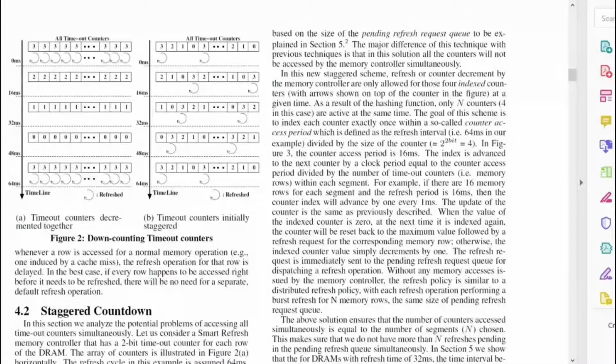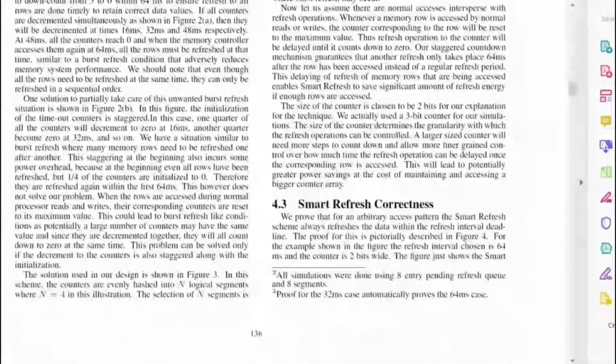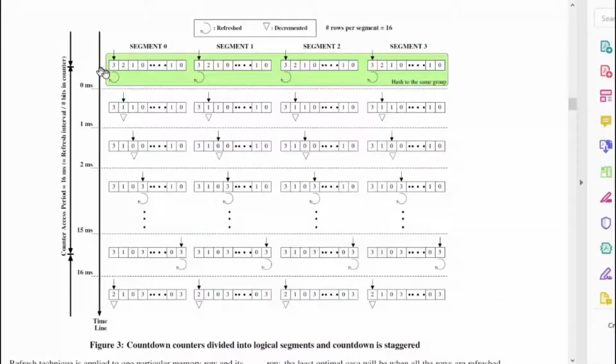So what they did, they propose a technique like this. All these counters are divided into multiple segments, and at a time only one counter from each segment can be decremented or refreshed. So this is the initial stage, and after 1 millisecond of time, now this second index, number 2, will work here. Since the current value of this counter is 2, it will be decremented to 1.